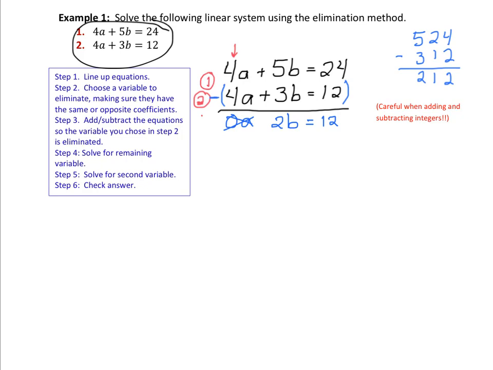So that was step 3. Step 4 now, they're all kind of just right after the other. Step 4 is to solve for that remaining variable. So to get b by itself, it's being multiplied by 2, so we divide both sides of the equation by 2. That leaves b on the left side, and 12 divided by 2 is equal to 6 on the right side. So now we have one of our values. We know that b is equal to 6 in the solution for the system of equations.